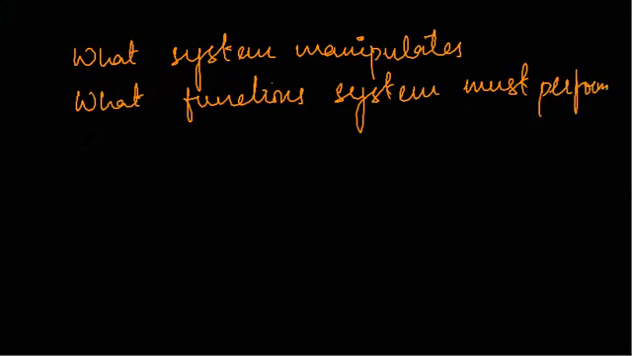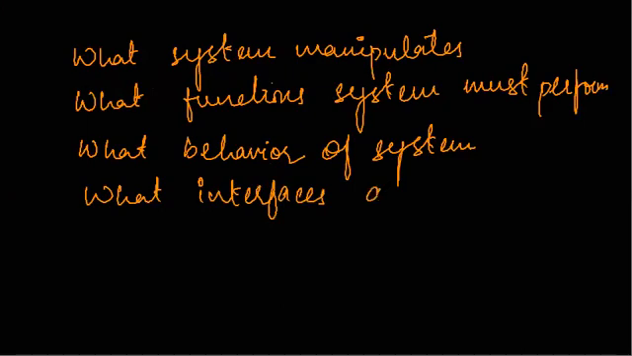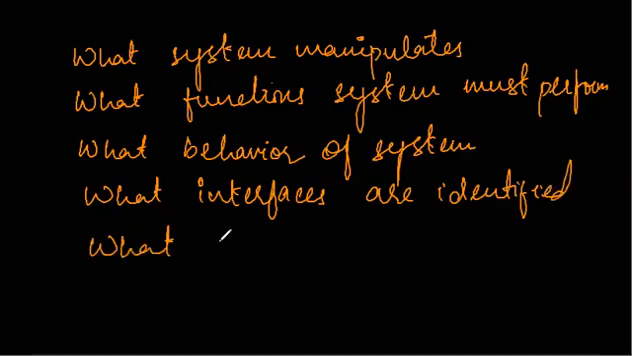Then, what is the behavior of the system? This is identified. And then what interfaces are identified. These interfaces can be external interfaces or internal interfaces, so that is going to be defined within the analysis model. And then if there are any constraints that are identified. What are constraints? The limitations.